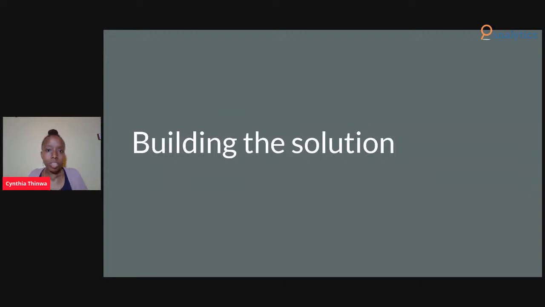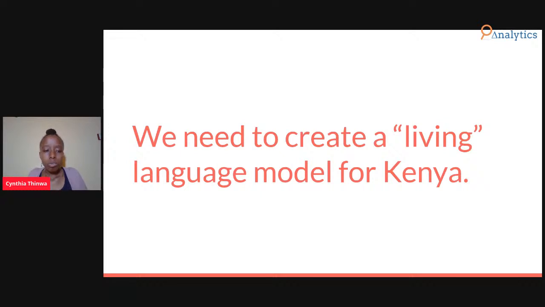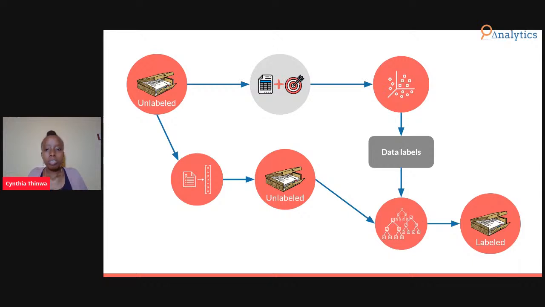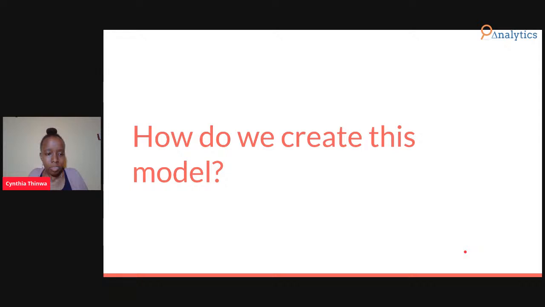So now we are going to go to the third part of the talk, building the solution and evaluating it. So we've split the solution into two parts, building it and then evaluating it. Because we need to create a living language model for Kenya, this is how the model would be visualized. So our goal is to take an unlabeled set of data and be able to identify categories and put those categories to the data, making it labeled. Okay? But the question is, how do we actually create this model?